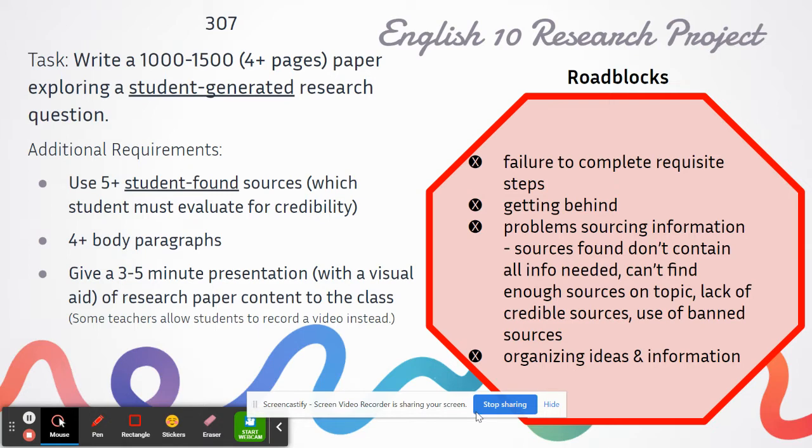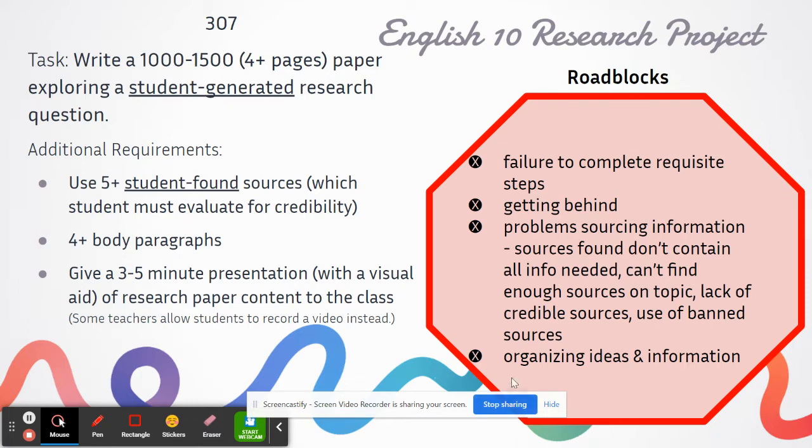On the left of the screen here, you see the general requirements for the English 10 common assessment. It is a 4+ page paper exploring a student generated research question. The students have to use 5 sources that they found themselves and have evaluated for credibility. It has to have 4 or more body paragraphs, and they also have to give a 3 to 5 minute presentation with a visual aid of research paper content to the class.